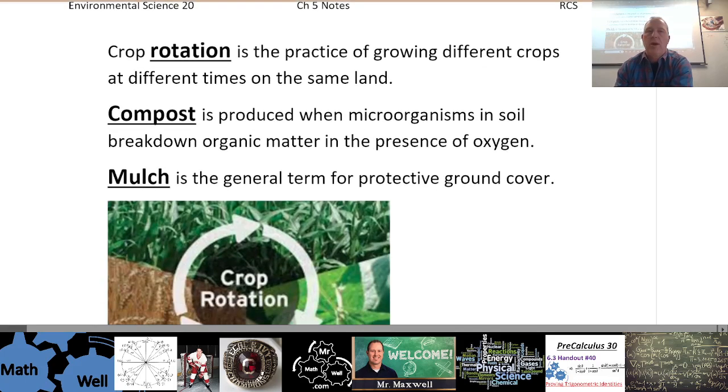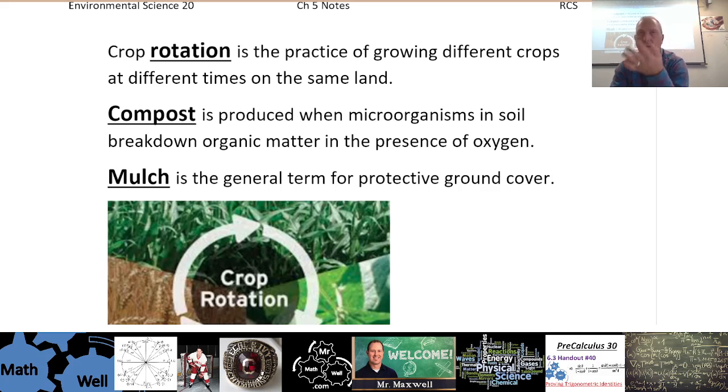As mentioned before, crop rotation is the practice of growing different crops at different times on the same land. This is different than a polyculture, where there's more than one crop grown at once, and there are other examples other than the three sisters there. But a crop rotation would be one crop one year, another crop another year, another crop another year, and then maybe back to the first one again.